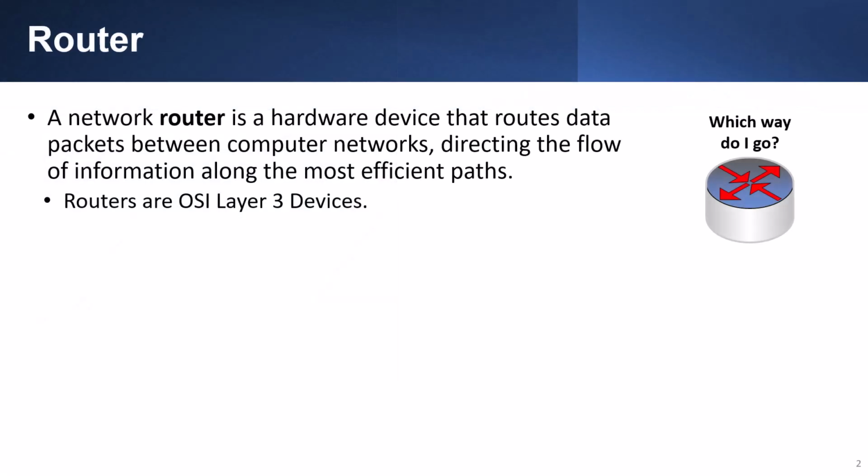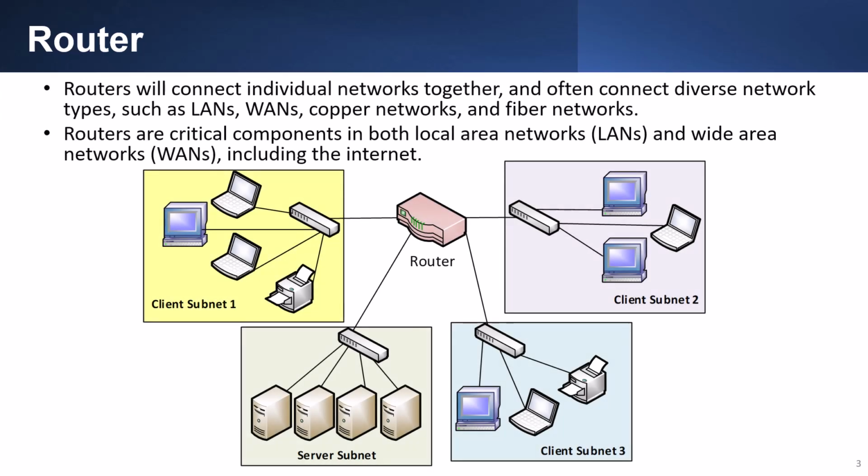A network router is a hardware device that routes data packets between computer networks, directing the flow of information along the most efficient paths. Routers are OSI Layer 3 devices. Routers will connect individual networks together and often connect diverse network types such as LANs, WANs, copper networks, and fiber networks. Routers are critical components in both local area networks and wide area networks, including the internet.